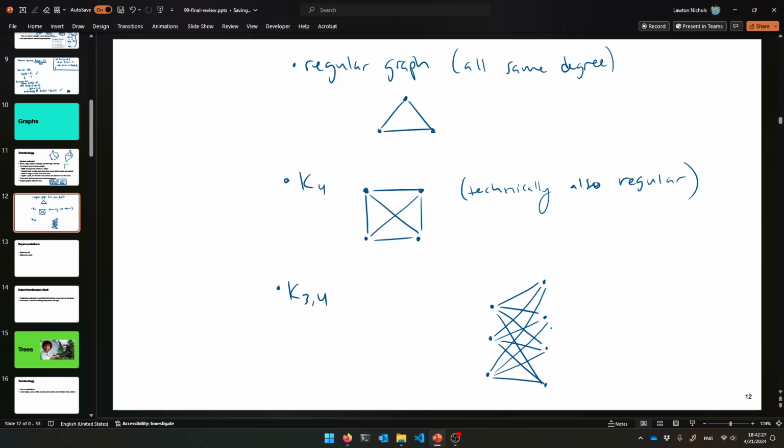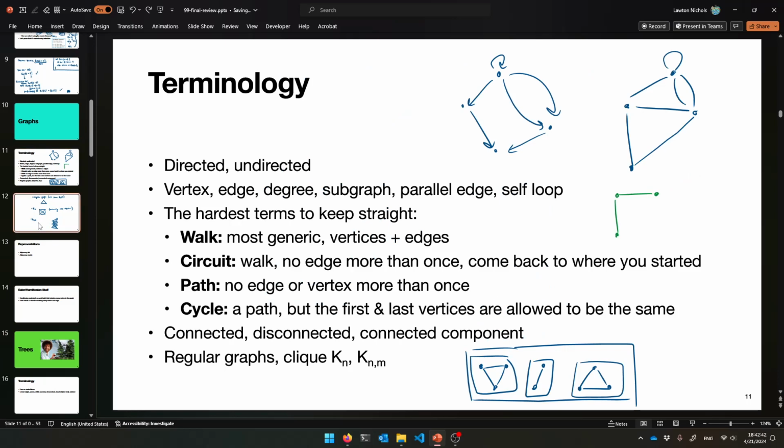So that is K34. You see how all these nodes on this side have degree 4, at least they better. And then all these nodes have degree 3 because they're able to get immediately to any of those on that side. So that's that kind of graph. I think that's all that.